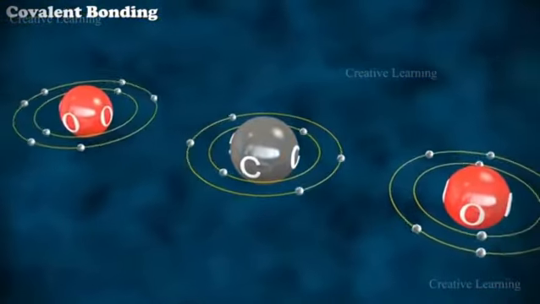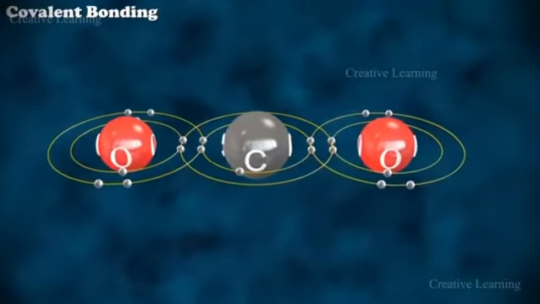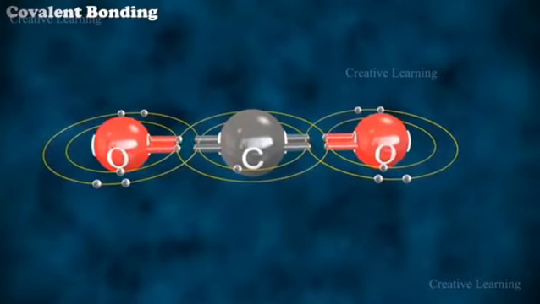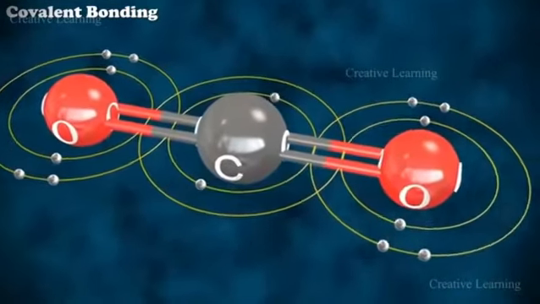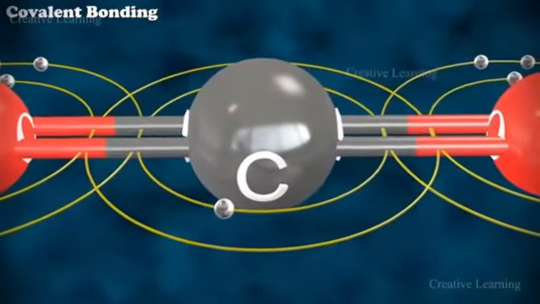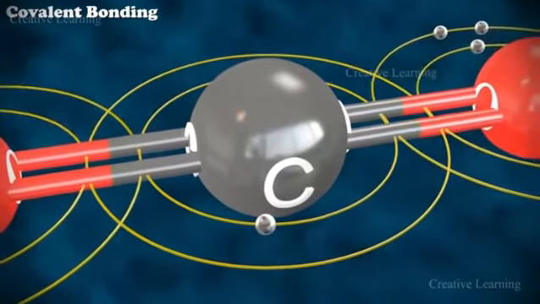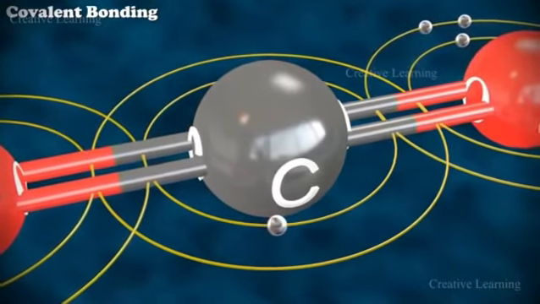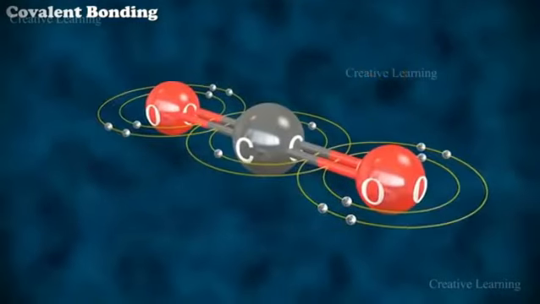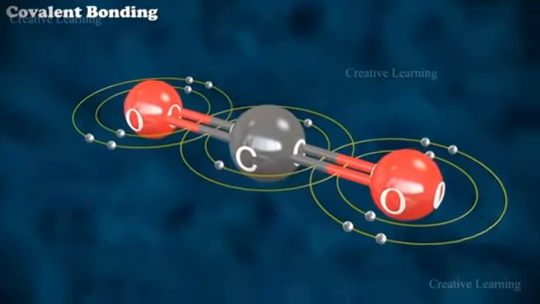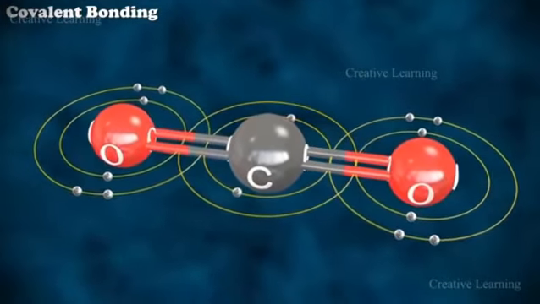A double bond is formed when two atoms share two pairs of electrons with each other. It is depicted by two horizontal lines between two atoms in a molecule. This type of bond is much stronger than a single bond, but less stable. This is due to its greater reactivity compared to a single bond. For example, in the carbon dioxide molecule, we have two double bonds between the carbon and oxygen atoms.